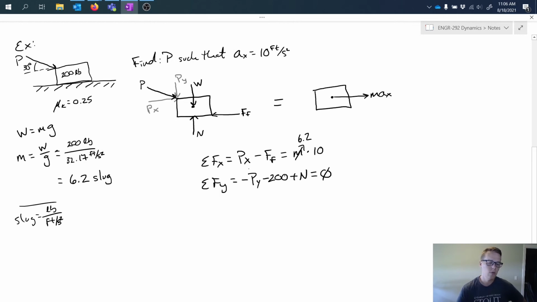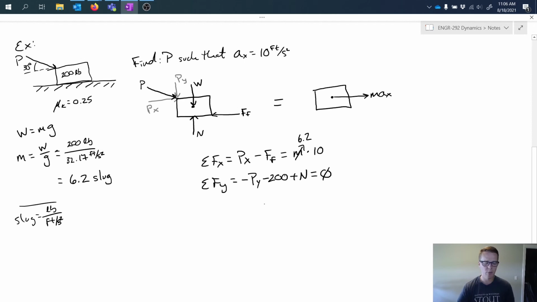Now, what you might notice if we look at this is that we have 1, 2, 3, 4 unknowns potentially that could be problematic, right? However, we could potentially throw in a third equation. We could do a summation of moments, but I already said that we're neglecting rotation and anything there, so that's probably not going to help us too much.